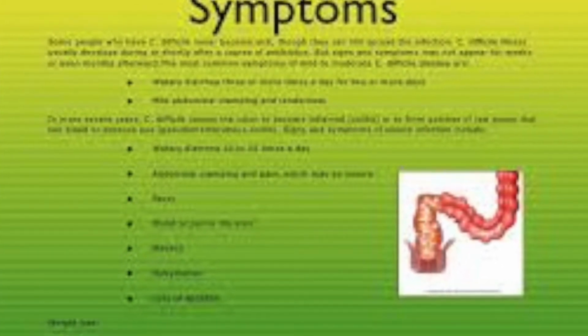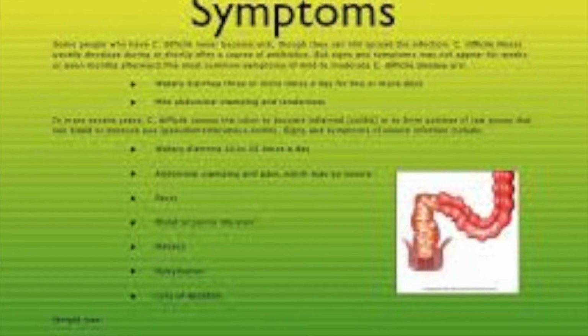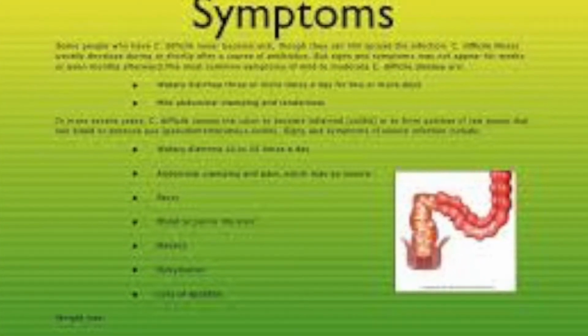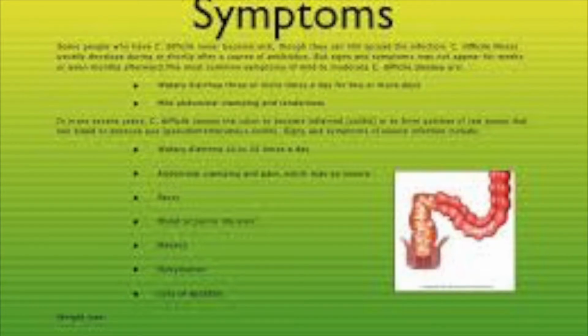The most common symptoms of mild to moderate Clostridium difficile are watery and mucousy diarrhea 3 or more times a day for 2 or more days, mild abdominal cramping and tenderness. There's also fever, blood in the stool, nausea, dehydration, and weight loss.